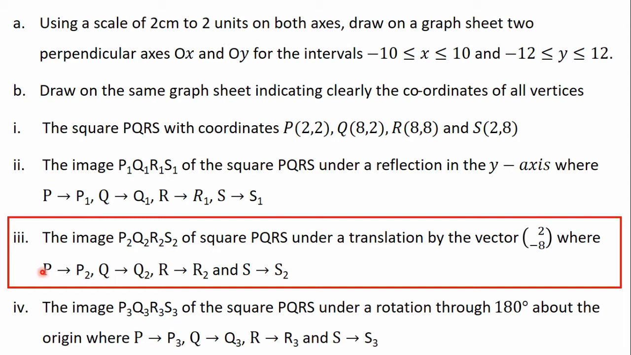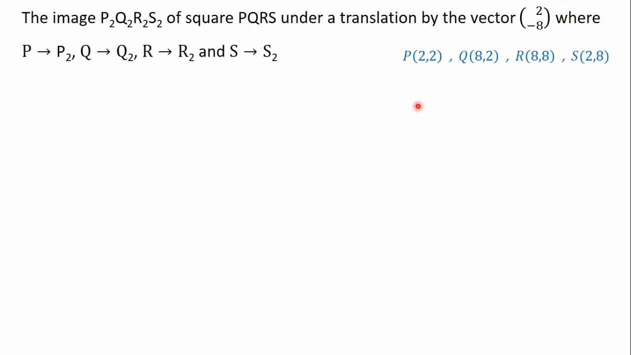So we will translate P using the translation vector to get P2. We will do the same thing to Q to get Q2. We will do the same thing to R to get R2. And we will do the same thing to S to get S2. Let's start. The points we are going to translate are P, Q, R, S. We are translating P to get P2, Q to get Q2, R to get R2, and S to get S2. The translation vector we are using is 2 minus 8.